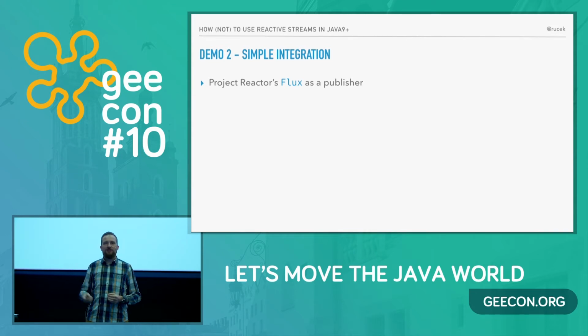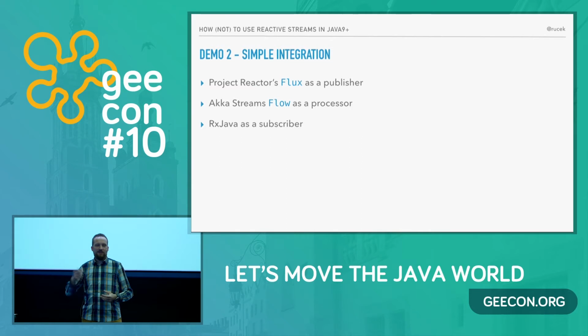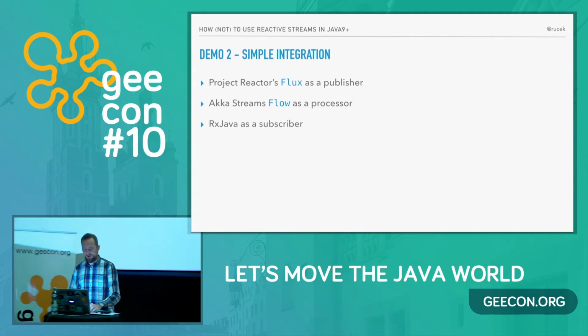So we take a publisher using Flux from Project Reactor. We'll create a processor using Akka streams APIs, and then we'll use RxJava as a subscriber to just consume the data. Since all of those are implementations of reactive streams, and all of them have some support for lifting their own interfaces to the built-in reactive interfaces in the JDK, it's pretty easy to glue all of them together and show you that it actually has a chance of working.